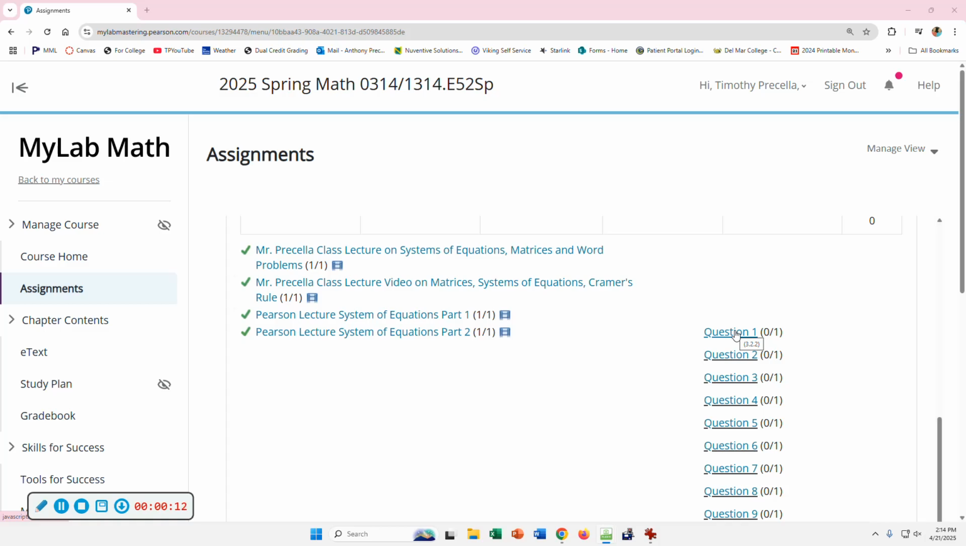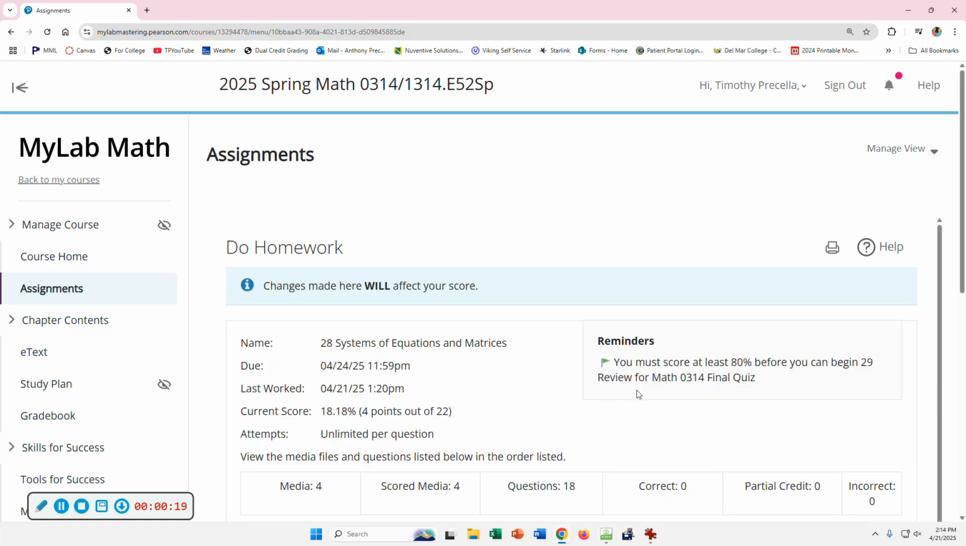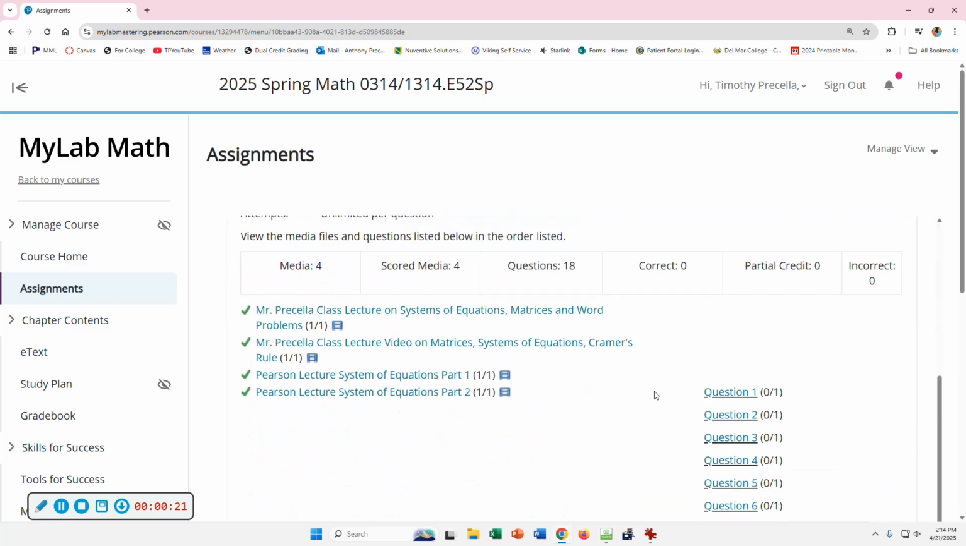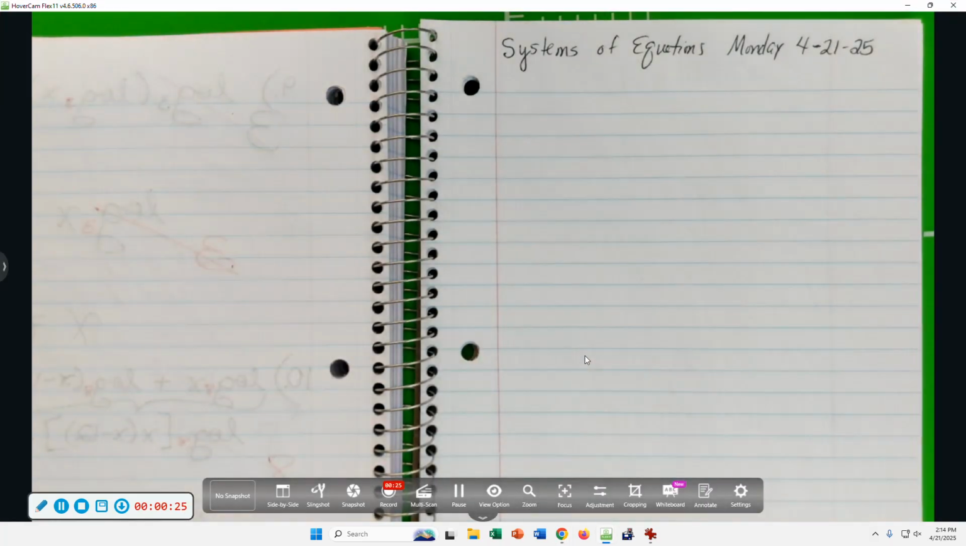And today we are going to discuss, this is our last, newest material for the semester, systems of equations and matrices. Let me go ahead and tell y'all what a system of equations is.